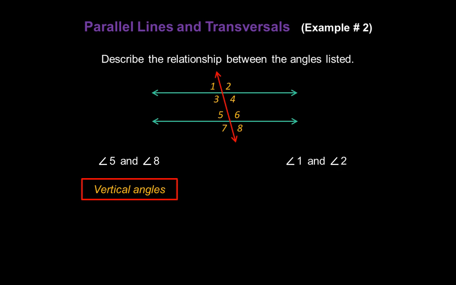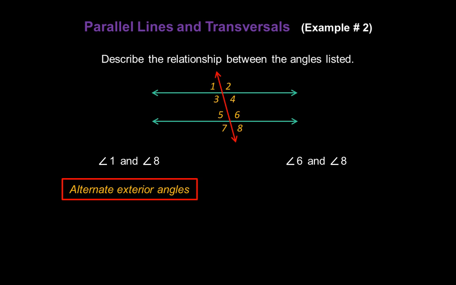How about angles 1 and 2? What would you call those? What's their relationship? Together, they would total 180 degrees, so they are supplementary angles. How about angles 1 and 8? What would you call those? Look at the relationship between 1 and 8. This time they're on opposite sides of the transversal, but outside of the parallel lines. So what do we call that? Alternate exterior angles.